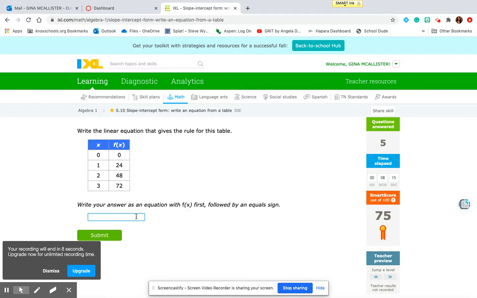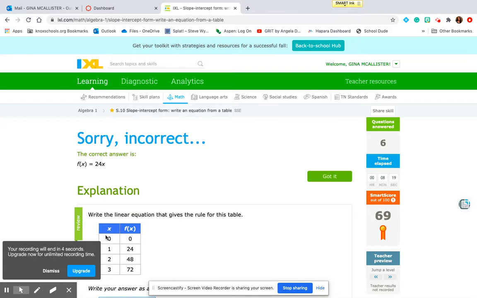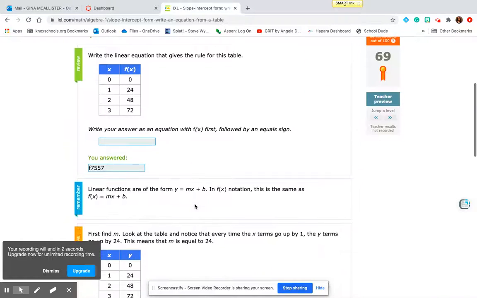Keep in mind, if you get a wrong answer, let's say I just put the wrong answer, it will give you an explanation. Read it.